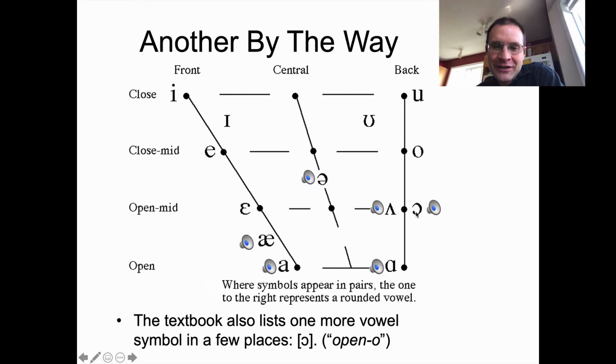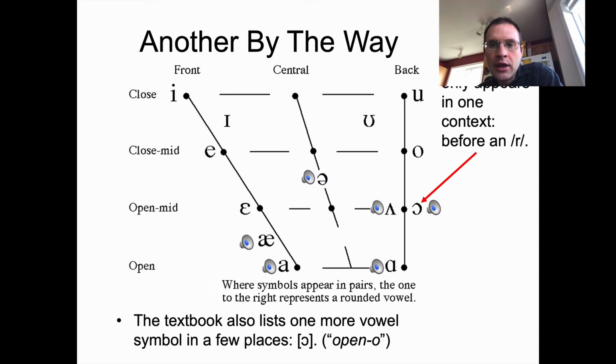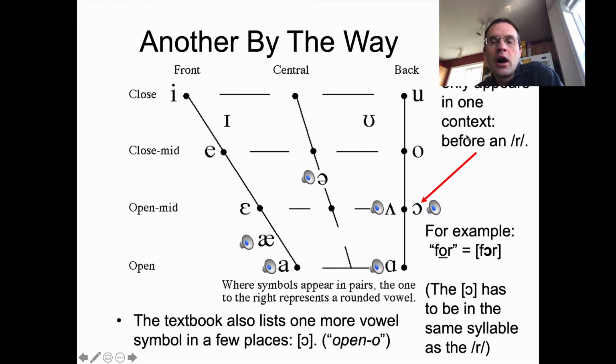I want to just focus on this guy here briefly because it is mentioned in a few places in the textbook. So for most Canadians, this vowel only appears in one specific context, which is that it comes before an R. And so I can give you the example of a word like for, and this is going to be pronounced the same way whether you pronounce or spell it F-O-R or F-O-U-R.